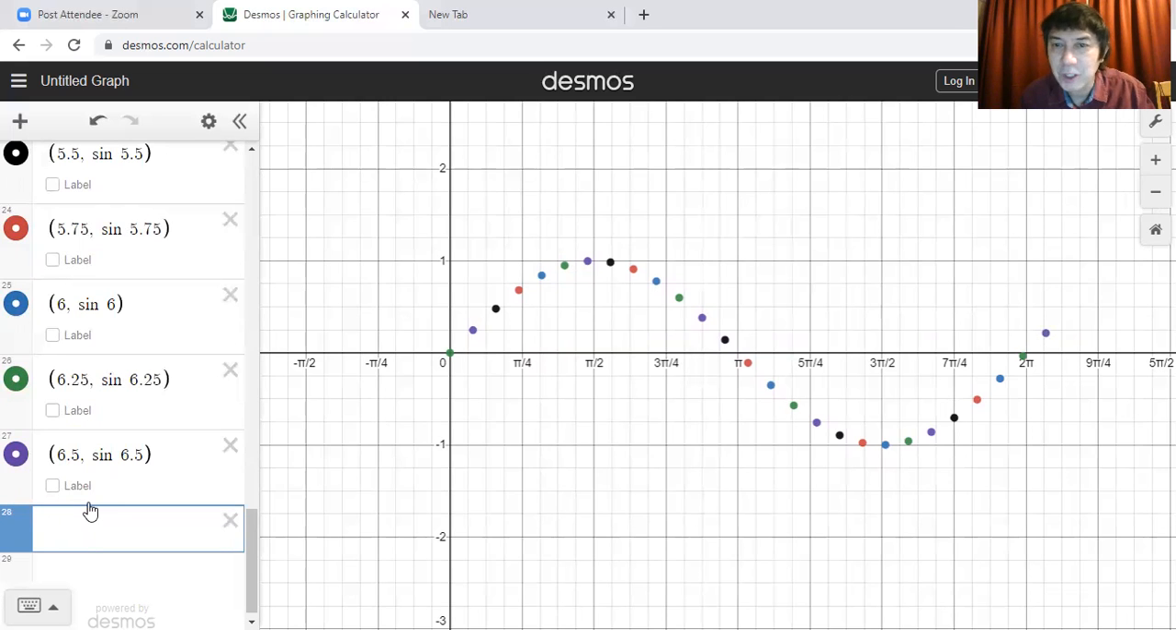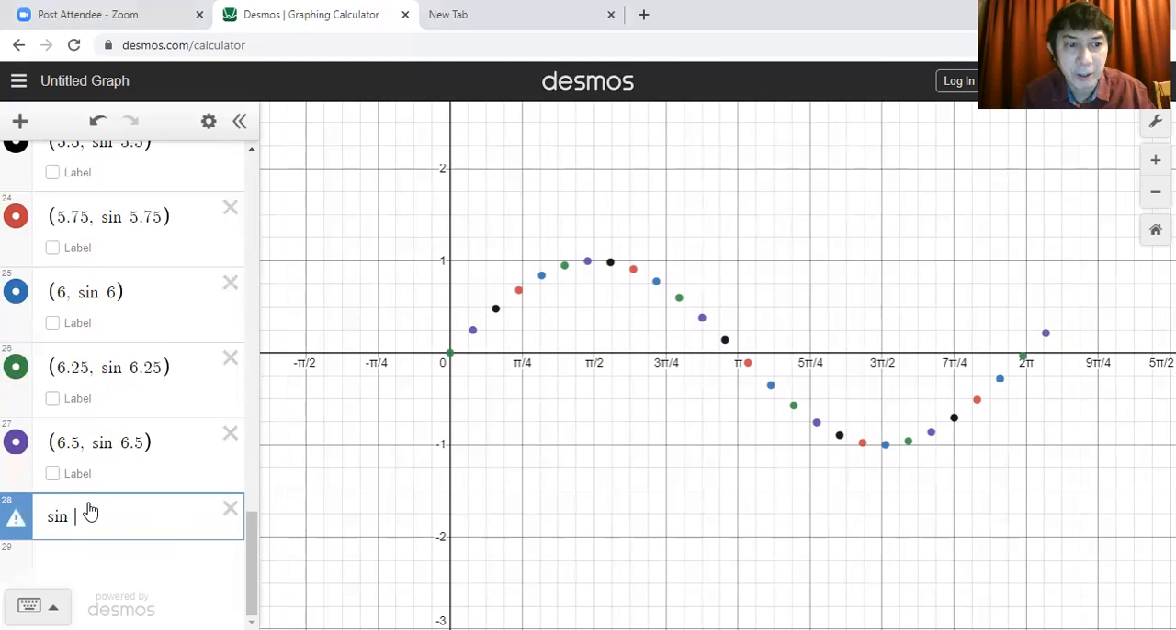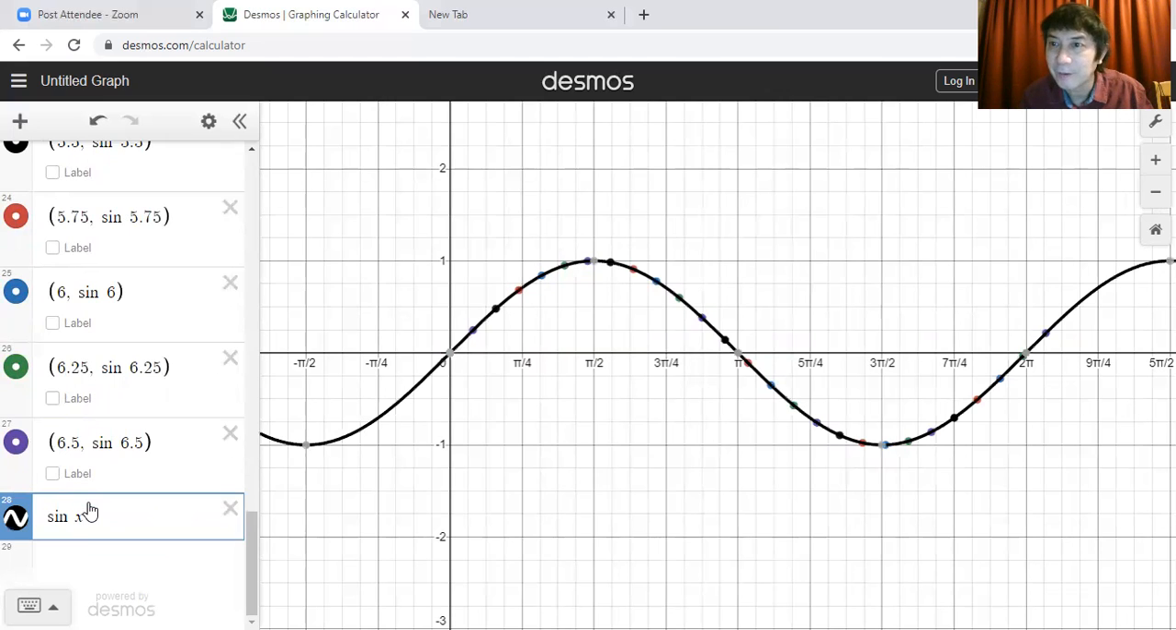Now, this is the manual graphing, computing each of the points on the graph. If you want the entire graph to be very smooth, then you will have to type the actual equation, y equals sine x, or simply sine x there. And that completes the graph.